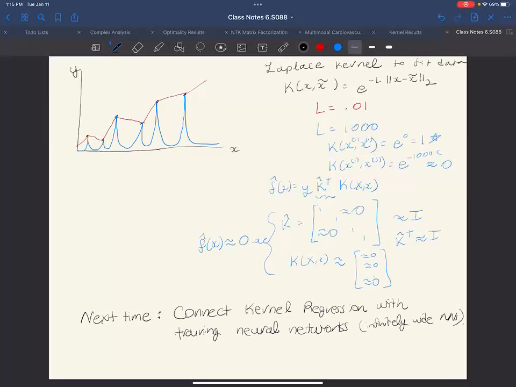Next time we'll see our first almost trivial connection with neural networks, but then this will lead almost immediately into the development of the neural tangent kernel and how we can actually build kernels that closely match the performance of neural networks in practice.